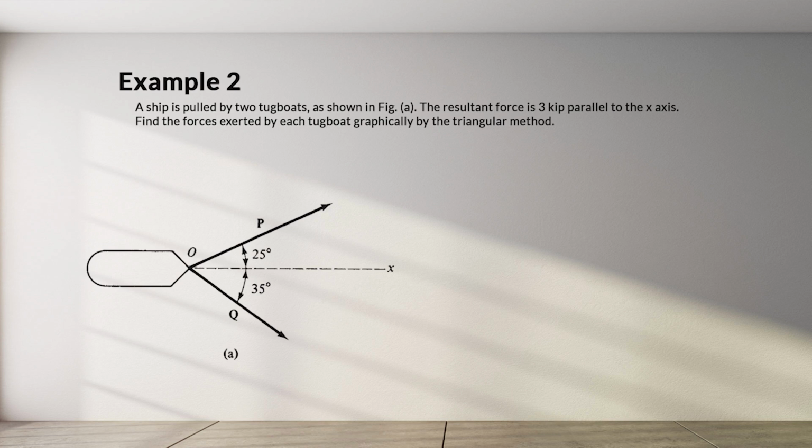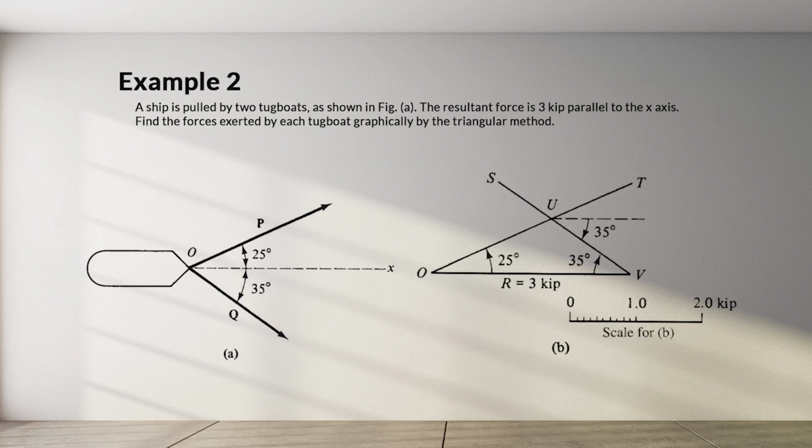In example 2, a ship is pulled by two tugboats, as shown in figure A. The resultant force is 3 kip parallel to the x-axis. Find the forces exerted by each tugboat graphically using the triangular method.